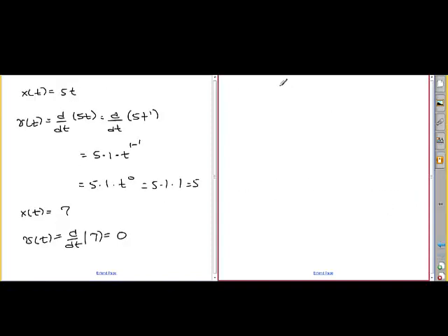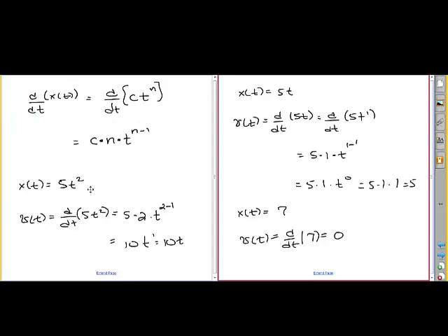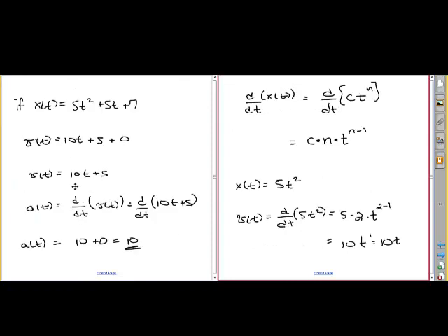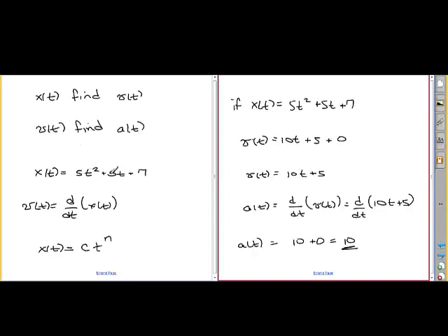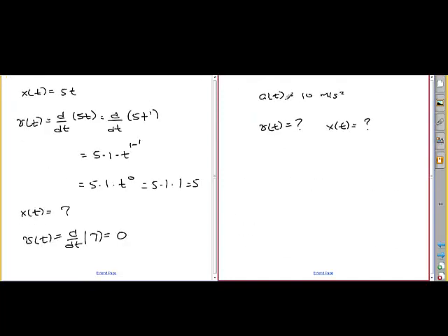The other way is sometimes you're given acceleration as a function of time. Let's say it's 10 meters per second squared. And the question is, what is the velocity as a function of time and what is the displacement as a function of time? So let's go in the other direction. So here I was given displacement as a function of time, somewhere back here. I wanted to find velocity and acceleration. Sometimes you're given acceleration and you want to go the other direction. It's not quite as simple.